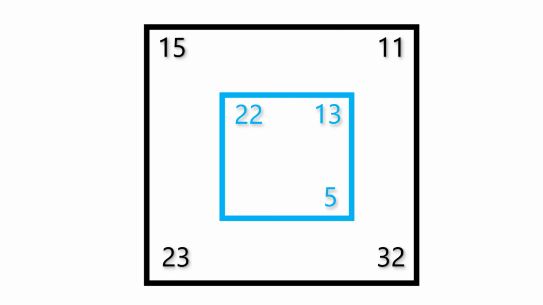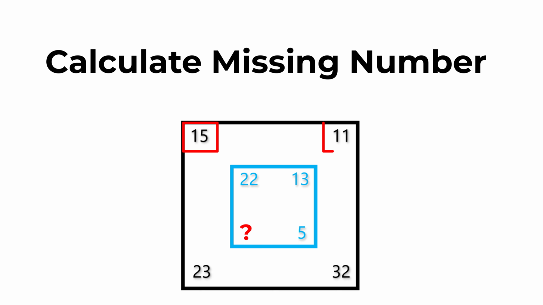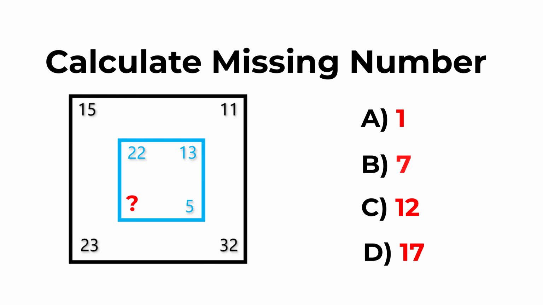You're presented with 2 squares. Smaller square is inside the larger square. Both squares have numbers in the corners. The larger square has numbers 15, 11, 32, and 23. The smaller square has numbers 22, 13, 5, and 1 number is missing. And this is the number you need to calculate. You have 4 different choices. Choice A, 1, choice B, 7, choice C, 12, and choice D, 17.